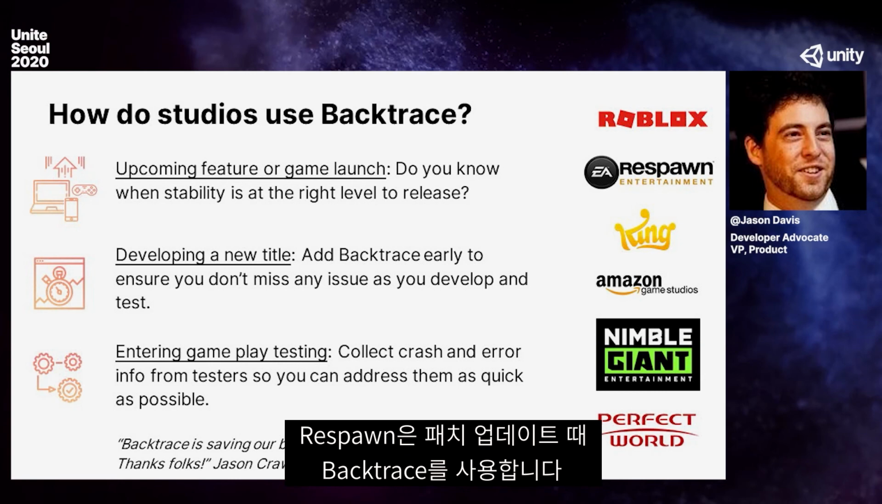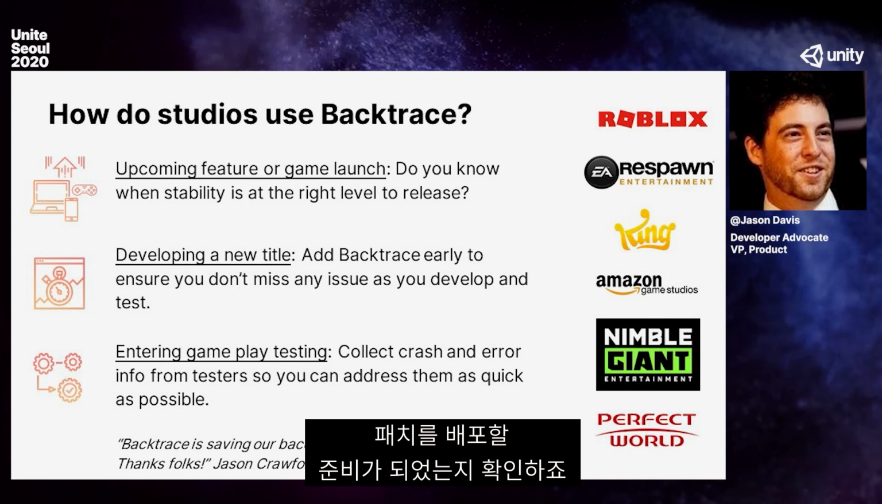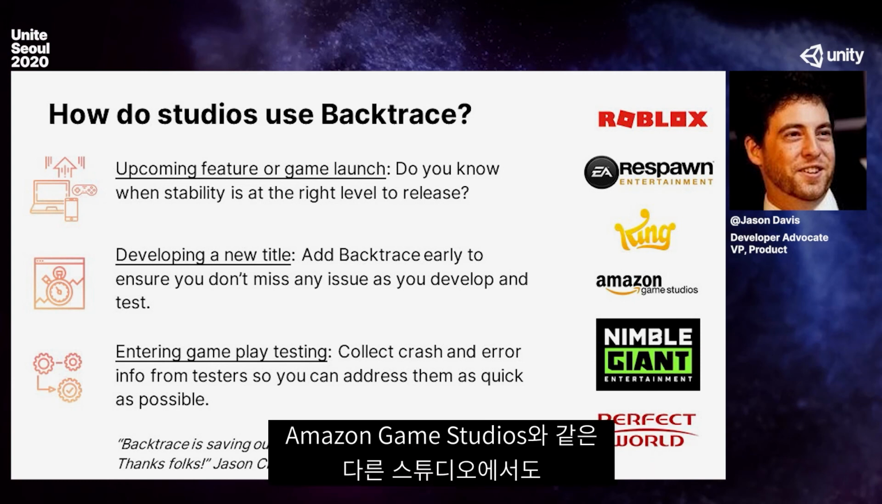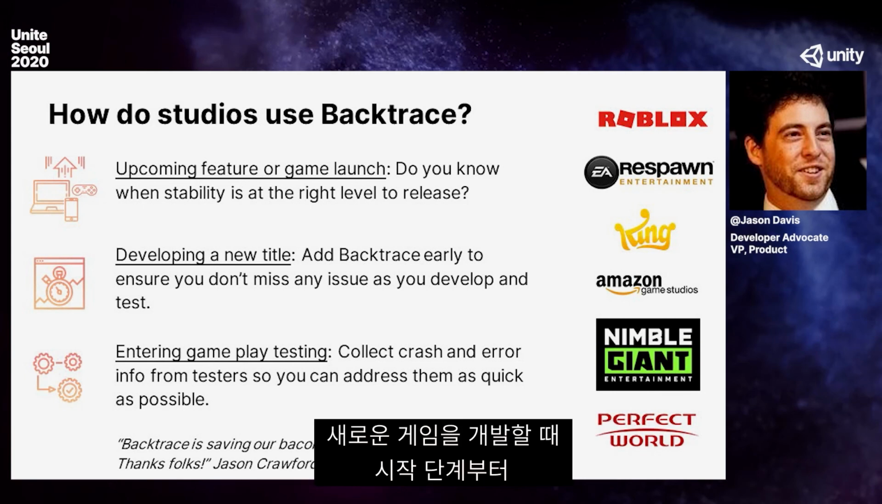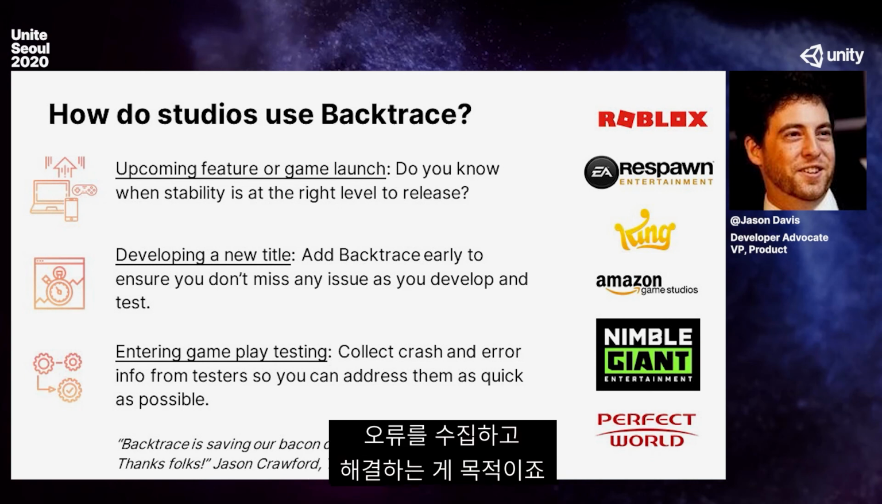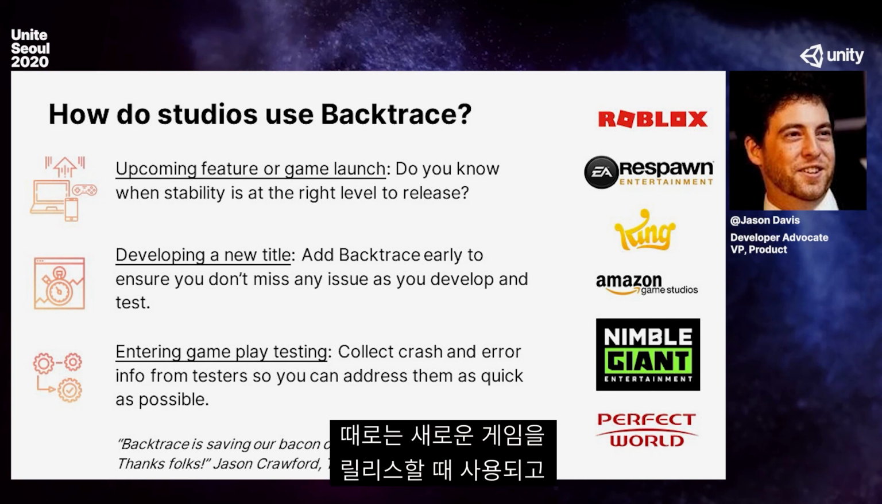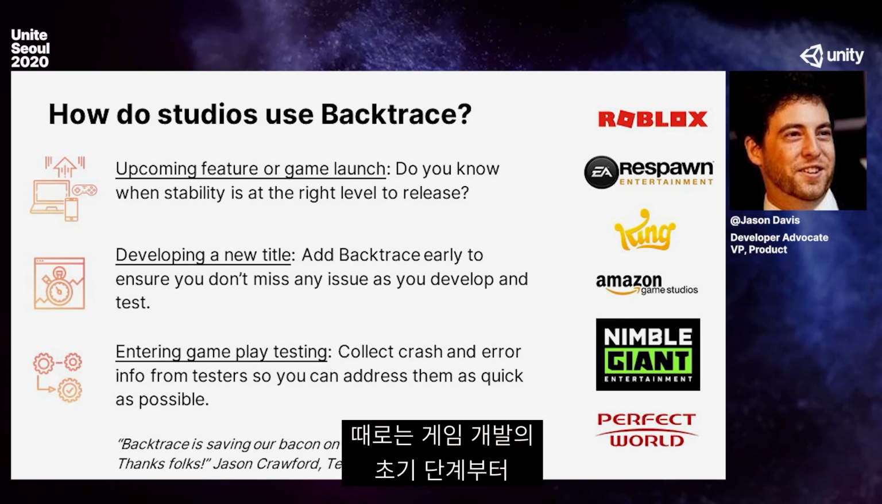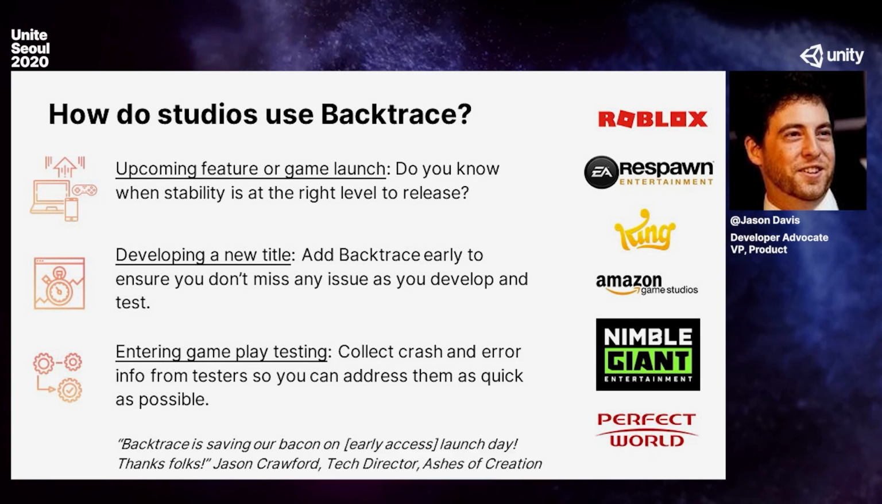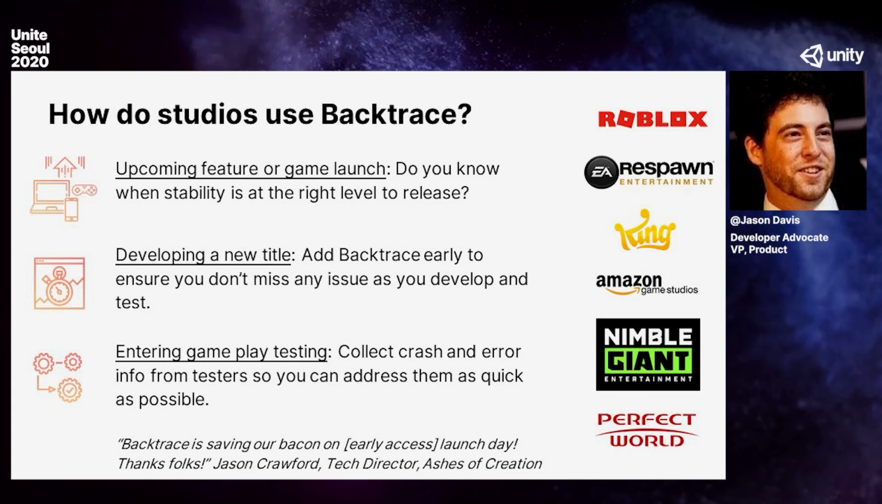Respawn uses Backtrace as they're releasing new patches to their games and knowing when a new patch is ready and at the right stability level based on their testing. Other studios like Amazon Game Studios use Backtrace from the very beginning of their game when they're developing new titles. As soon as a game leaves the developers' or their programmers' desktop, they want to be able to capture errors and start to fix them. So throughout the cycle, sometimes it's used when you're releasing a new game. Other times it's used when you're starting game development very early on. Finally, we see folks using us as they enter gameplay testing.